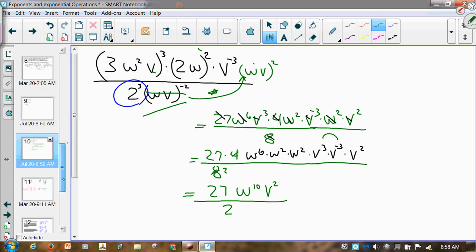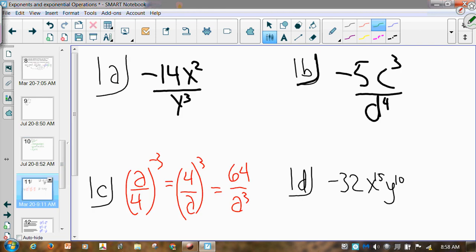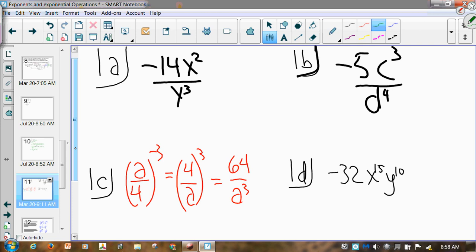All right, so what do we got left here that I wanted to talk about? We did these. I think I'll just leave these up here a minute and let you look at them. Minus 14 x squared over y cubed. There's no simplification to be done there, right? You have to leave that like it is. I'm not even sure why I stuck these up here. This is left over from another excursion into this topic. Minus 5c cubed.